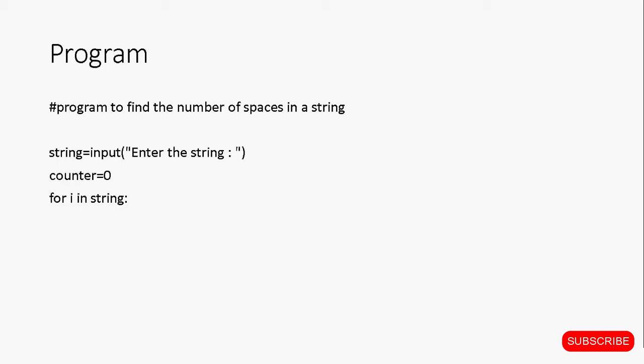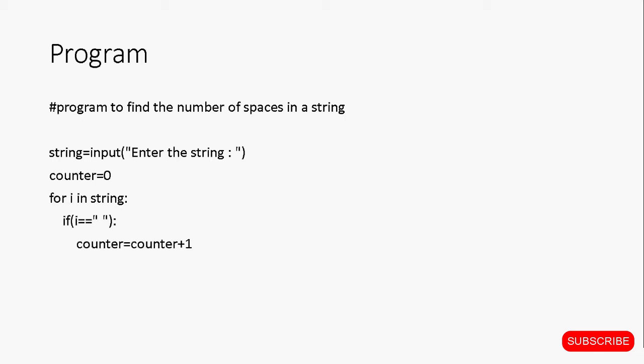Now, to actually check the spaces, we will use the if condition and thus the statement if i equal to single space in double quotes. In addition to this, we have to increment the variable counter by 1 in case this if condition becomes true. So, we will put the statement counter equal to counter plus 1 inside the if block.